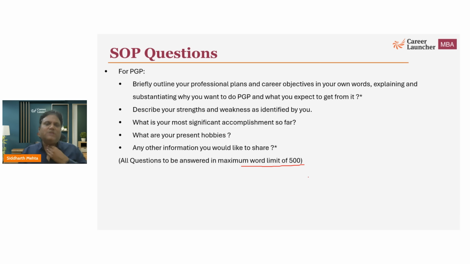Let us look at one question at a time, right? So for all the three programs, the last four questions are the same, only the first question changes. So the first question is something which is different for all the three. I mean, the only difference is how this particular goal fits in your career objective, right? Let us look at the first question first. Briefly outline your professional plans and career objectives in your own words, explaining and substantiating why you want to do PGP and what you expect to get from it.